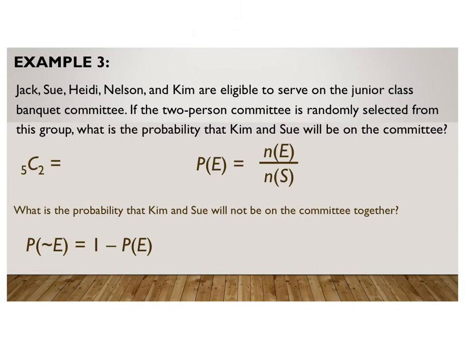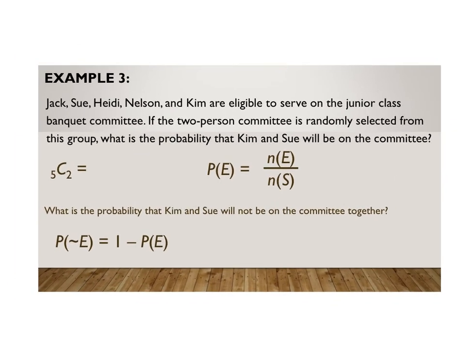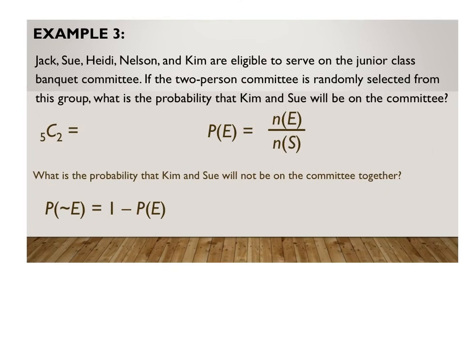All right. Sue, Heidi, Nelson, and Kim are eligible to serve on the junior class banquet committee. If the 2-person committee is randomly selected from this group of 4 students... Oh, sorry, Jack. I missed Jack. Sorry, Jack. 5 students. What is the probability that Kim and Sue will be on the committee?